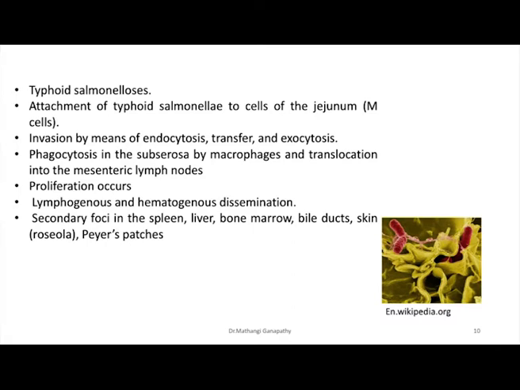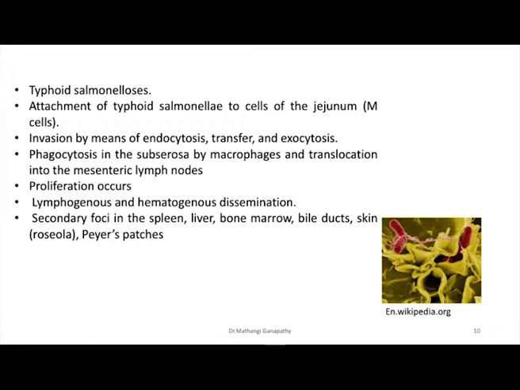So, if we look into the manifestation of typhoid salmonellosis, the first step is attachment of the salmonella to the cells of the jejunum. These are called the M cells. Then once the cells get attached, they invade by means of endocytosis. This is a normal process by which a cell engulfs a particular particle, or takes in food, like your amoeba gulping in a food particle. So, normal endocytosis. Then it gets transferred, and then by exocytosis, phagocytosis in the subserosa by the macrophages, and then from there it gets translocated to the mesenteric lymph nodes.